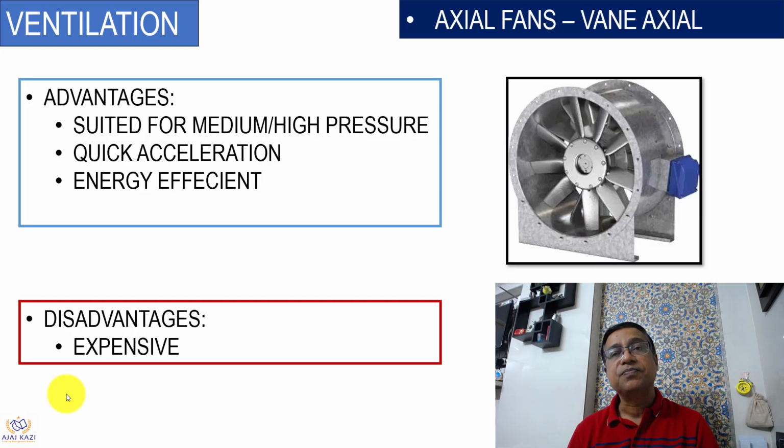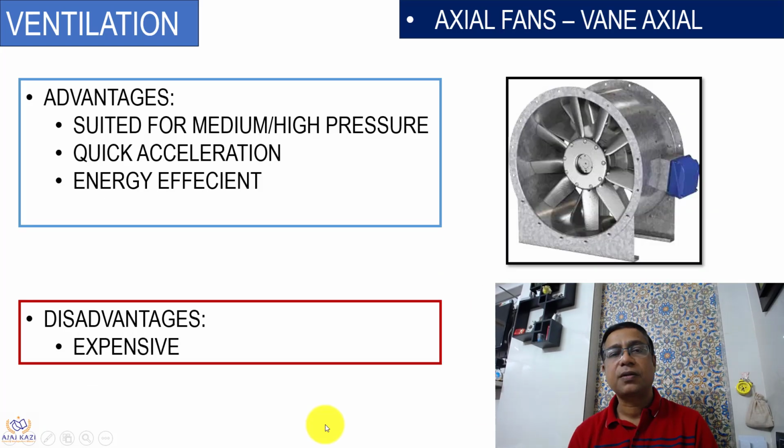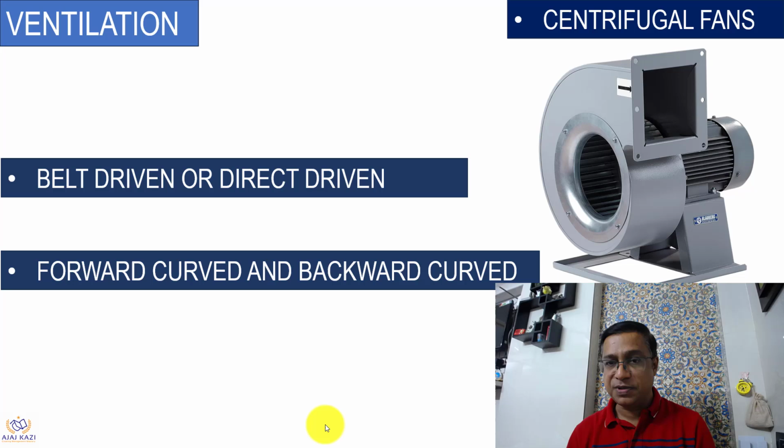Vane axial fans, these are suited for medium and high pressure. You can see the vanes over here, and here, and here. They are suited for medium and high pressure fans. Again, quick acceleration. Because of the vane blades, they are energy efficient, because they can handle more air and more pressure with less power consumption. The disadvantage of this fan is they are expensive.